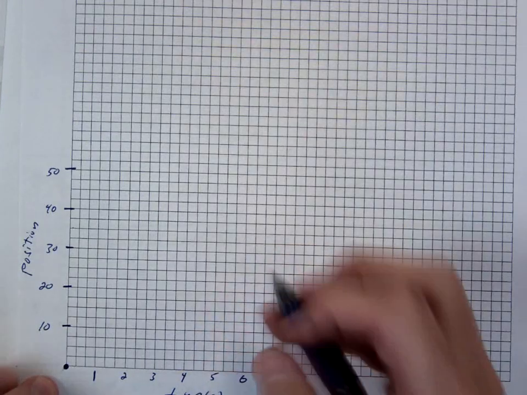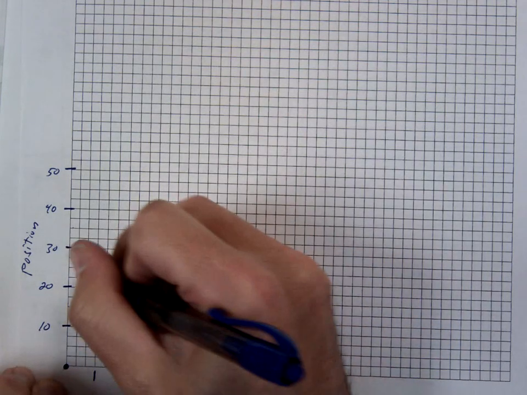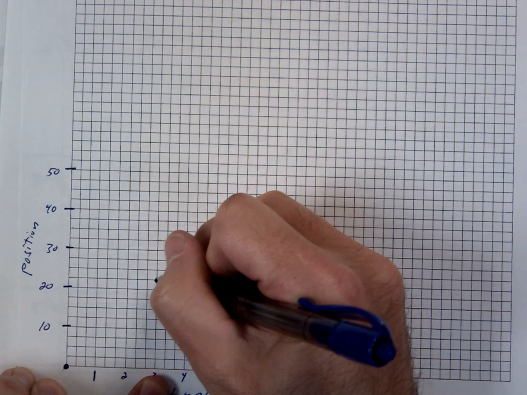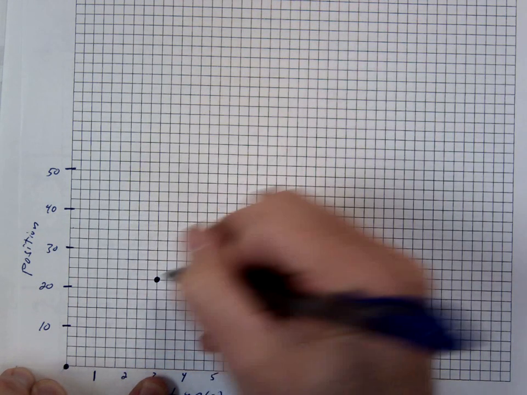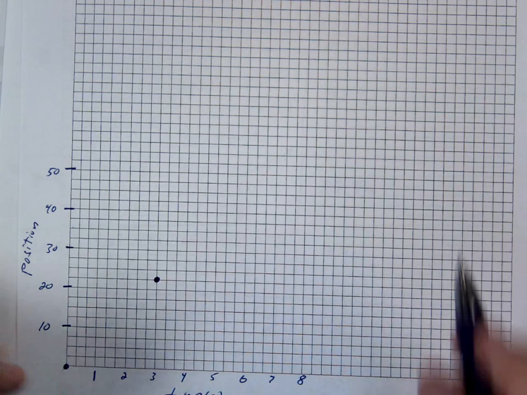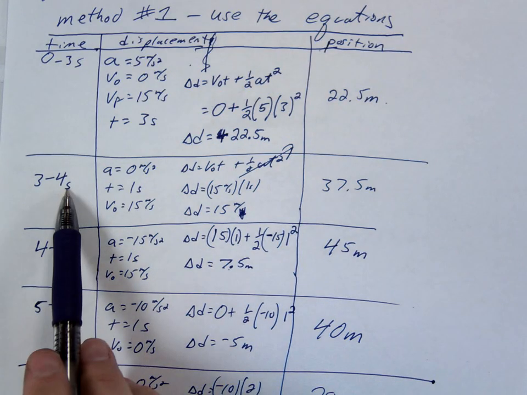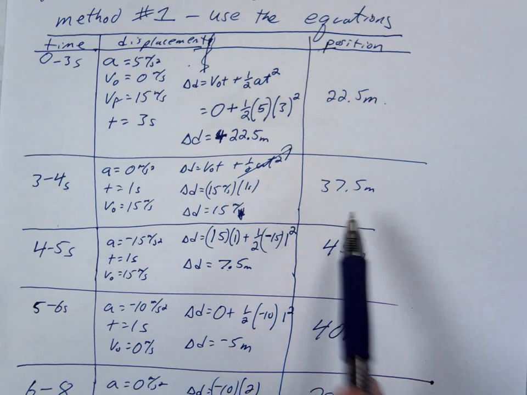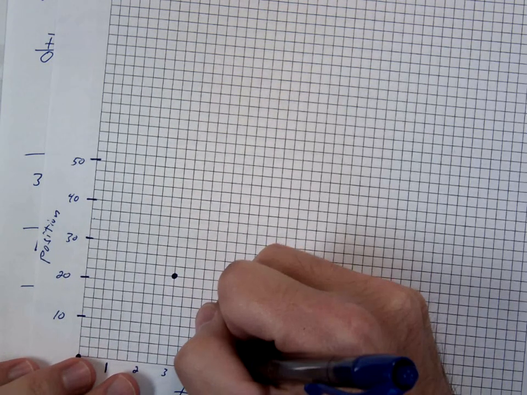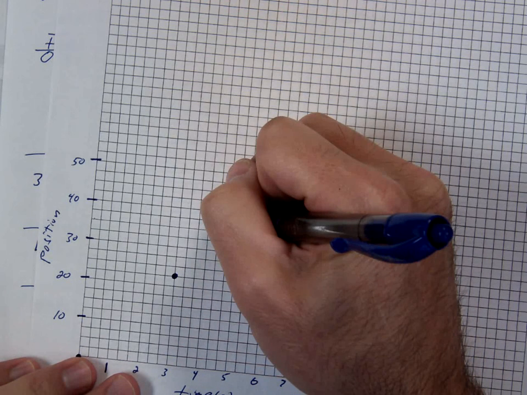So go ahead and graph that. 3 seconds, we're 22.5. Now do not connect the dots yet. Okay, we're just going to plot them at this point. Okay, at 4 seconds, we are 37.5. 4 seconds, 37.5.